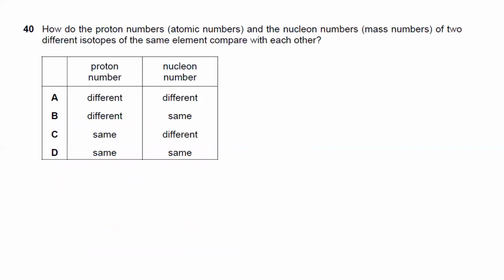Next question, and the last question, question number 40. How do the proton numbers, atomic numbers, and the nucleon numbers, mass numbers, of two different isotopes of the same element compare with each other? The definition of an isotope is that it has the same number of protons but a different number of neutrons, and so basically a different nucleon number. So the same number of protons and a different number of nucleons. So answer C is the best choice we have.